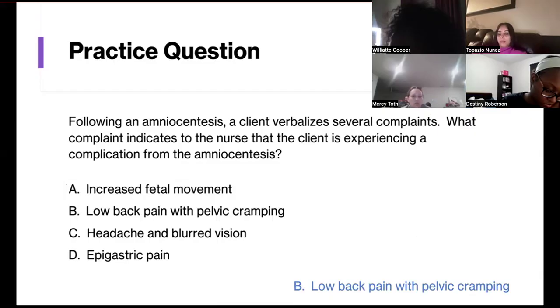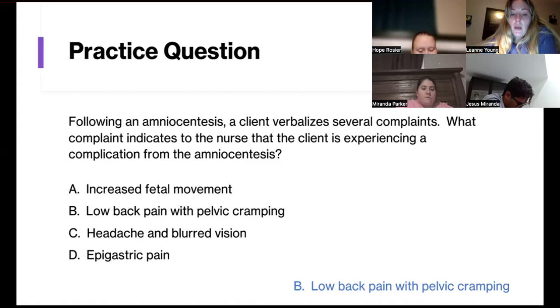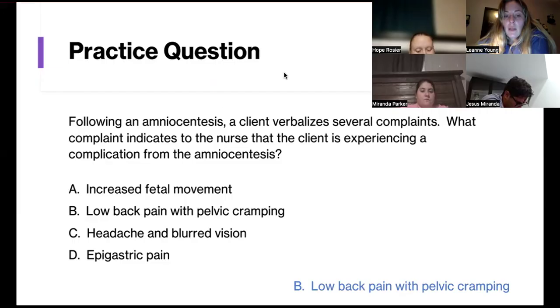So when we talk about amniocentesis, the thing that we're most worried about with them is miscarriage. So low back pain and pelvic cramping can indicate that the mom might be laboring or about to miscarry. So that would be a lot more concerning. A headache and blurred vision would be concerning, but in response to an amniocentesis, we're not really going to expect to see that. It would be something we would want to investigate further, but we're not anticipating that. Directly related to an amniocentesis, we're more worried about that low back pain with pelvic cramping because that can indicate a miscarriage.